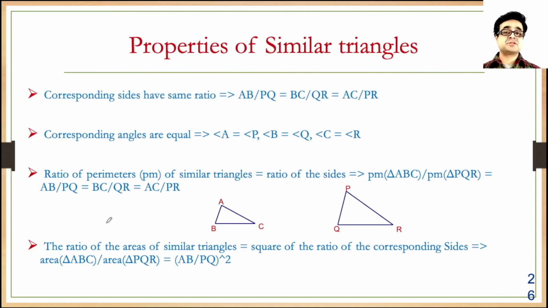Some of the properties in similar triangles, we have already seen that the corresponding sides have the same ratio. Corresponding angles are equal, which is the same as the AAA property. The ratio of the perimeters will be equal to the ratio of the sides, very easily derivable properties. And finally, the ratio of the areas will be the square of the ratio of the corresponding sides.